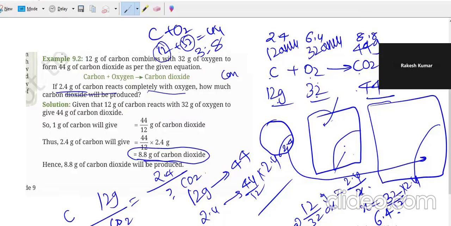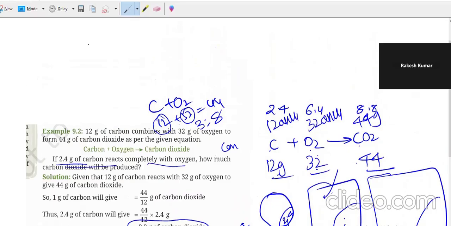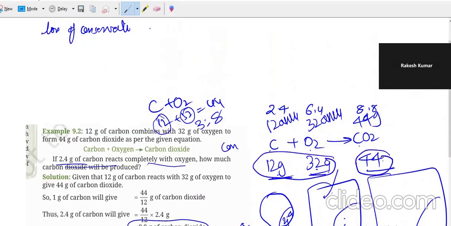Yeah. So there are three laws, three things. One, law of conservation of mass. That means the mass on this side, 12 gram, will react with 32 gram. If you add these two, you'll get 44 gram.